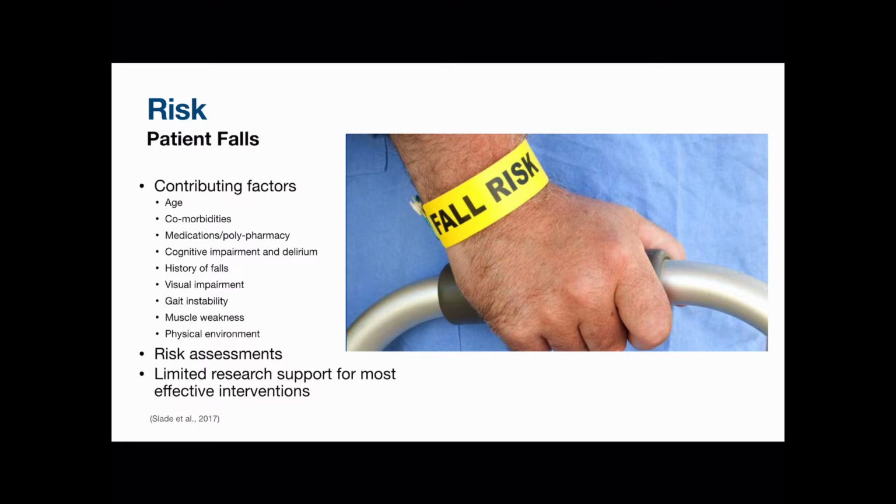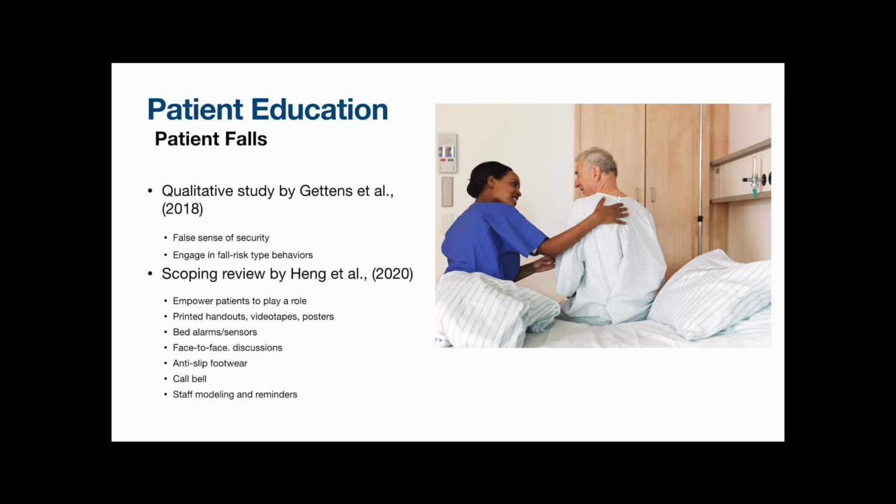However, current evidence has focused mostly on fall prevention strategies in community and residential care facility settings rather than in the hospital setting, so evidence currently provides limited support as to which approaches are the most effective in preventing patient falls. However, there was a qualitative study done by Gettens and his colleagues in 2018 that studied patient perceptions regarding fall prevention interventions, and it showed that many patients in the hospital hold this false sense of security because they believe that the environmental design of the hospital and having clinicians present will protect them from falling.